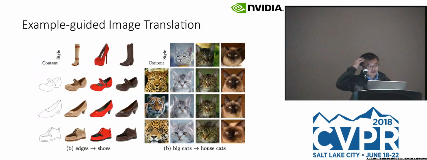And here are more results for this input shoe sketch. By providing different style images, we can generate different output shoe images. And similarly for this input big cat, we can generate different output house cats.